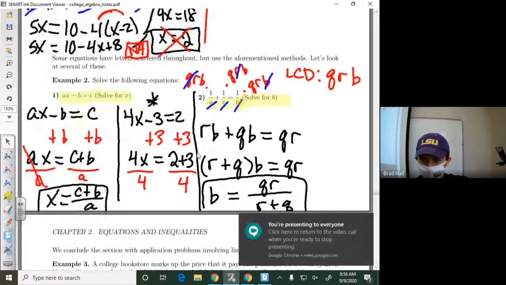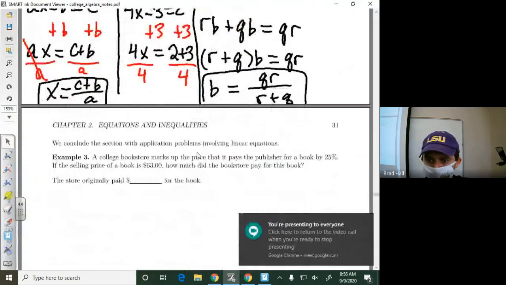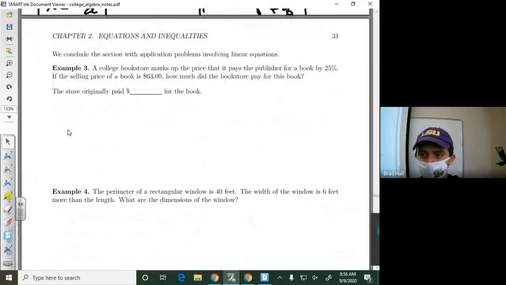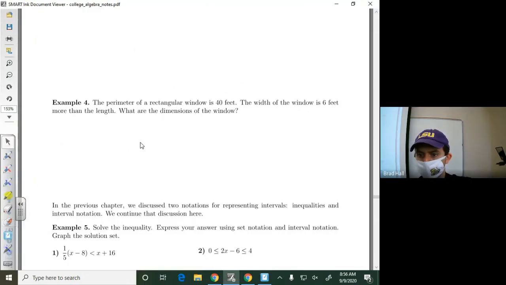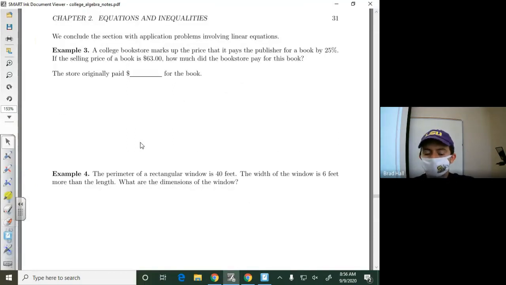So finally, we do have these two application problems. Something about a college bookstore marks up the price by 25%. They give us the original selling price, and they want us to know how much the bookstore paid for the book.